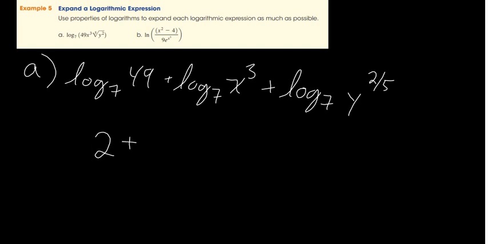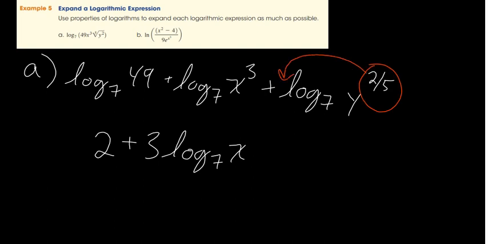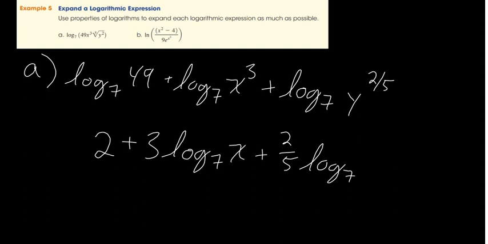And then it appears we can do the power rule here. We can move this 3 out front. So this ends up being plus 3 log base 7 of x. And then similarly, we can move this 2/5 out front here. So this would be plus 2/5 log base 7 of y. All right. I don't believe there's anything else we can do to that, so let's go ahead and move to B.